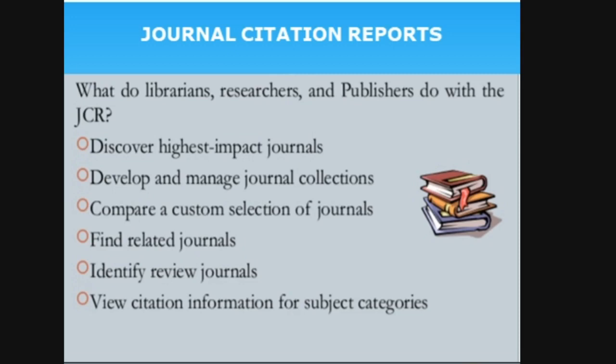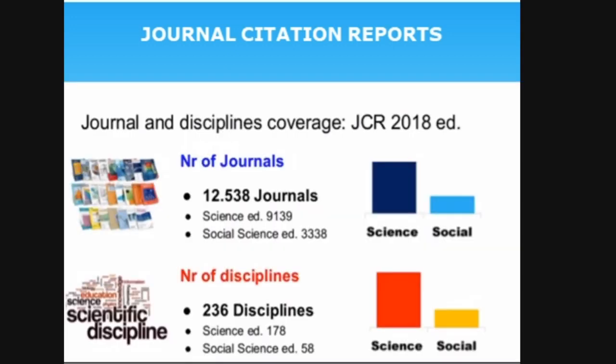Develop and manage journal collections, right? Compare a custom selection of journals. In case a library wants to subscribe to journals, you can select from these sources, because they are very good. And find related journals, review journals, and citation information on subject categories. You can also find the citation information on different subjects, right? So this is how it will be useful.